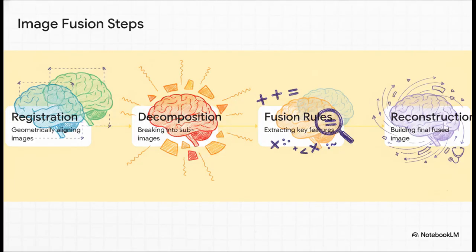But as you might guess, getting to that perfect image isn't as simple as just stacking two photos on top of each other in Photoshop. Computers have to follow a really rigorous workflow here. First up is registration. They have to geometrically align the two images perfectly, literally matching them voxel for voxel. Second is decomposition, breaking the images down into specific sub-images or frequency bands. Third, they apply fusion rules. This is the complex math that extracts the most important features from both of the images. And finally, reconstruction, mathematically building the final fused image. The ultimate goal here is to add that complementary information without introducing any weird visual distortions that could accidentally mislead a doctor.